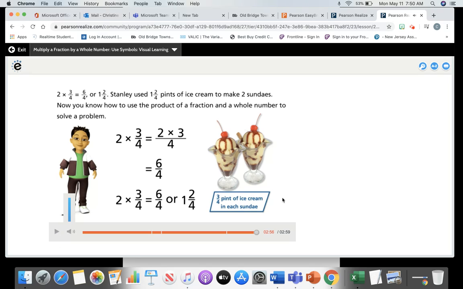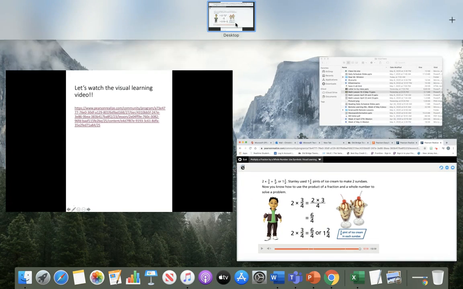Here's a challenge question. 1 2/4, what is that also equivalent to? Think about it. 1 2/4. What is that equivalent to? If you guessed 1 1/2, you were correct, because 2/4 can be lowered down to 1/2 because 2 is half of 4.